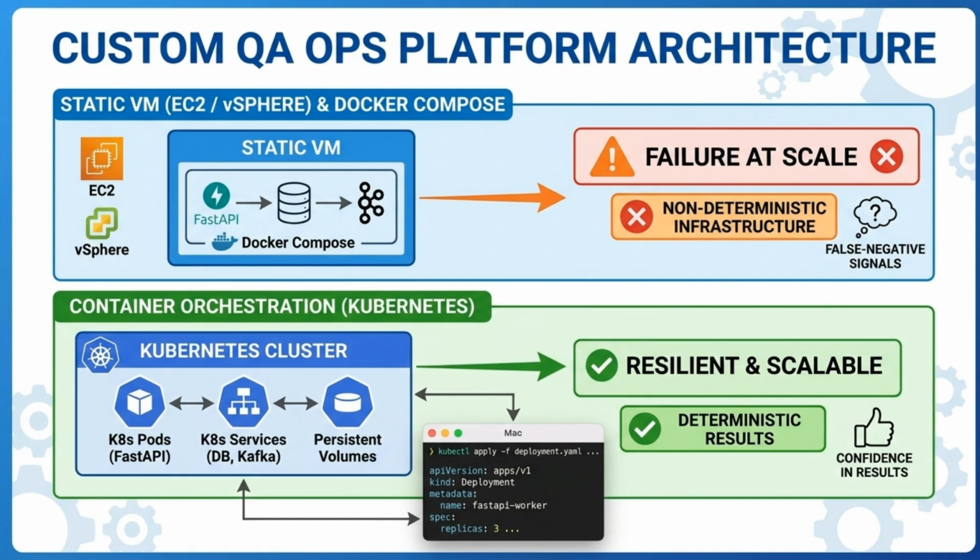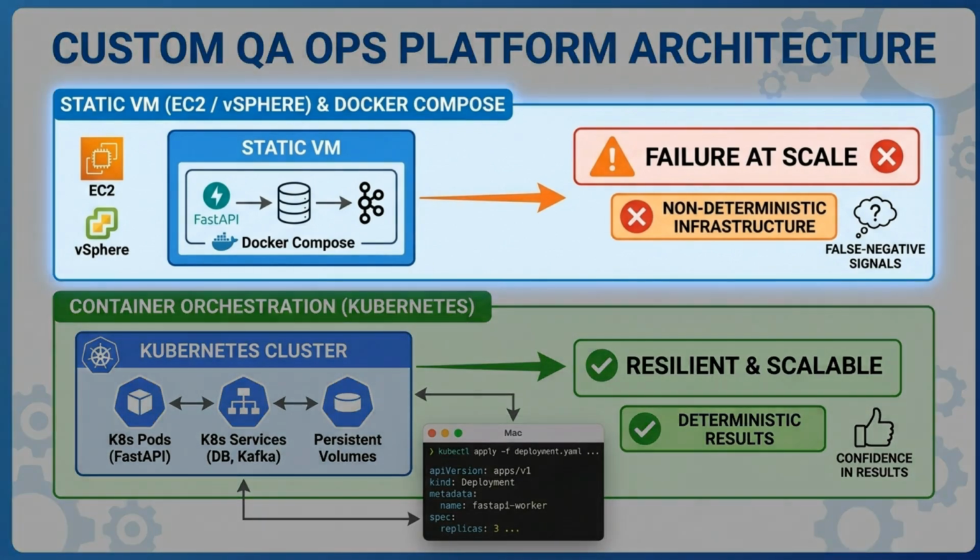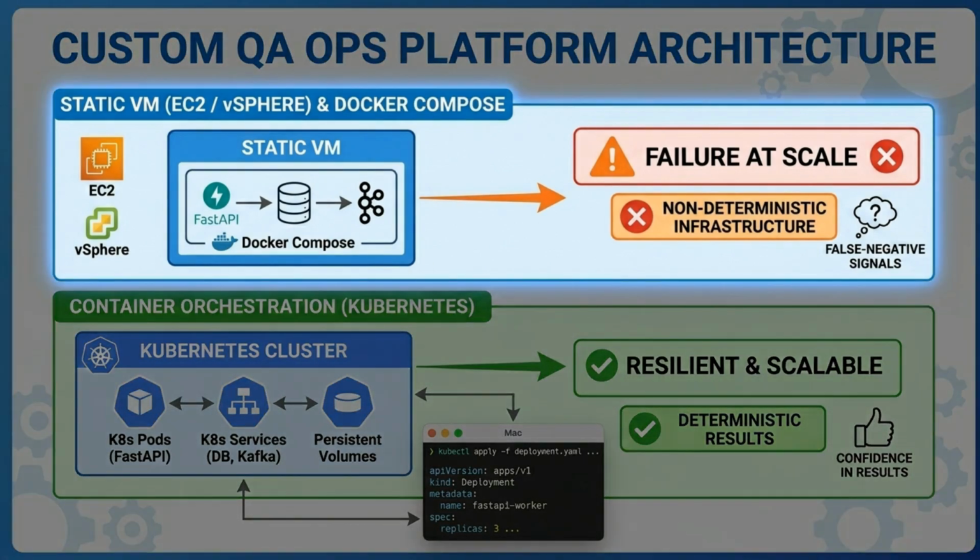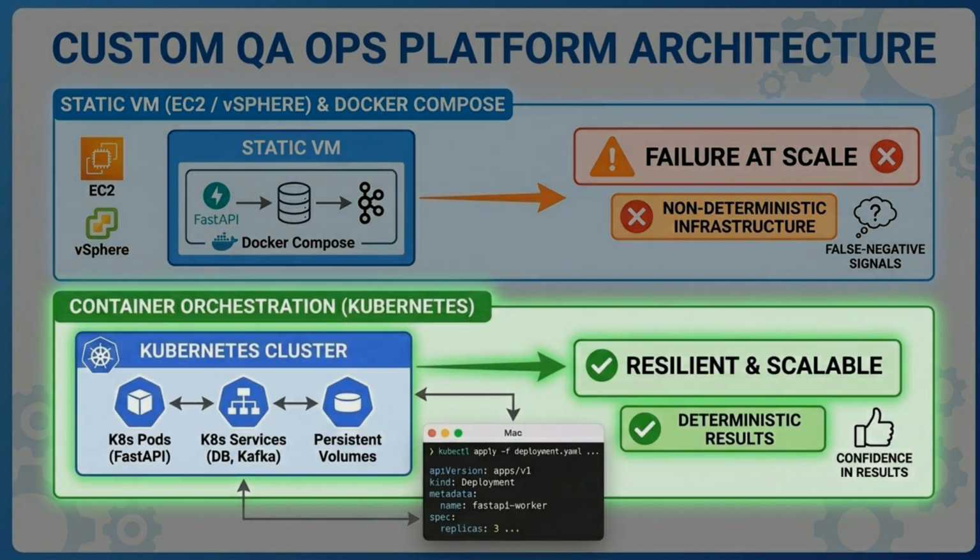The infrastructure decision usually involves a choice between static virtual machines on EC2 or vSphere and container orchestration via Kubernetes. Deploying with Docker Compose on EC2 is a common starting point, but it fails at scale. Static VMs lack the native orchestration required to handle the horizontal scaling of FastAPI workers or the persistent volume management. This architectural pattern results in non-deterministic infrastructure. When the test harness reaches resource saturation, it produces false negative signals that degrade confidence in the results.